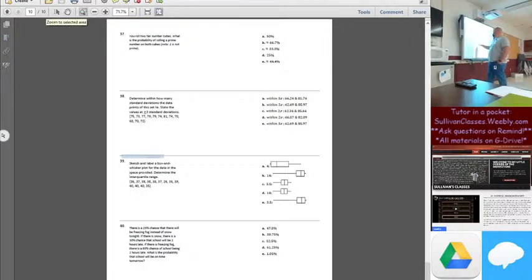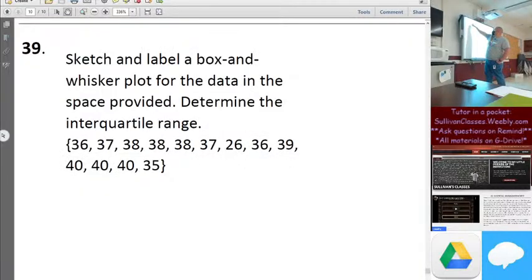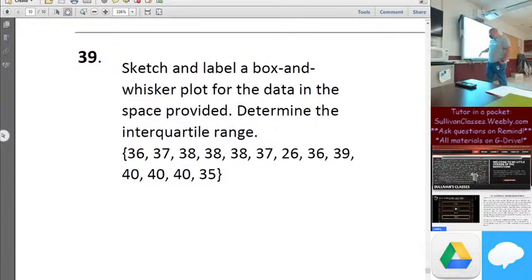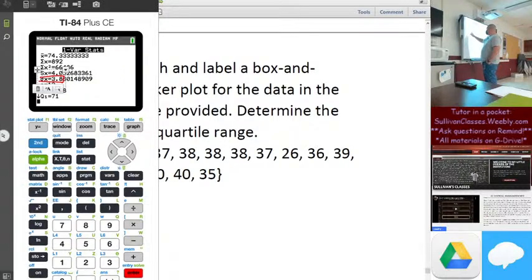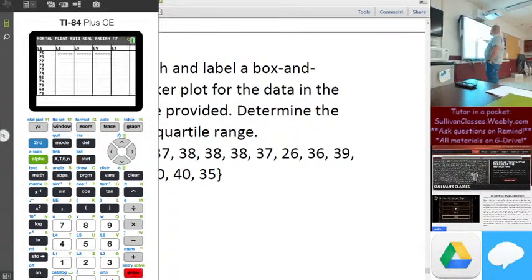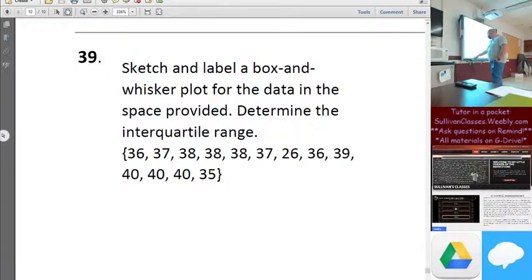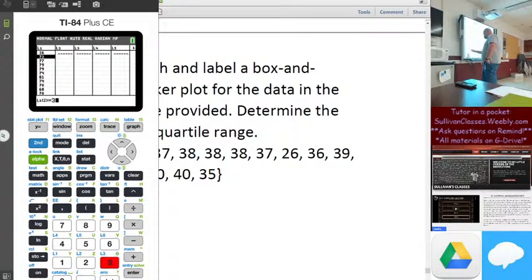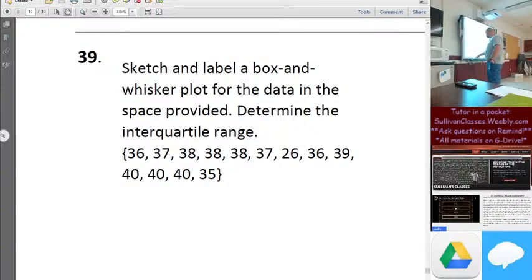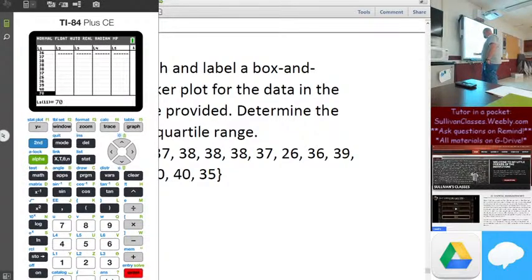Sketch a box and whisker plot for this stuff. Again, we said we could do this on our calculator. We don't have to do this the hard way. So I'm going to get rid of him, stat, edit, start throwing numbers in again. 36, 37, 37, 38, 38, 38, 37, 26, 36, 39, 40, 40, 40, 40, 40, 40, 40, 35. 12 numbers again, right?